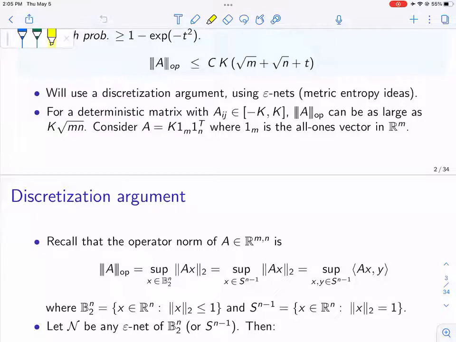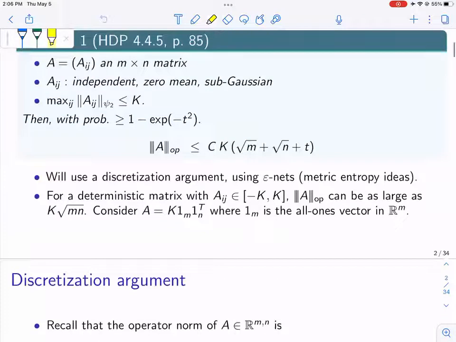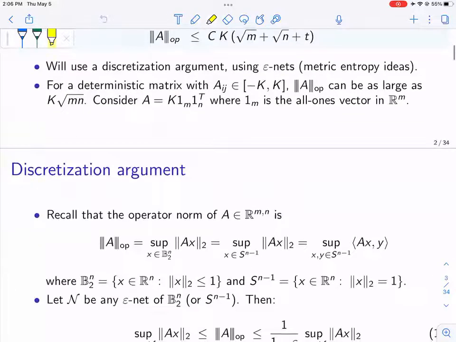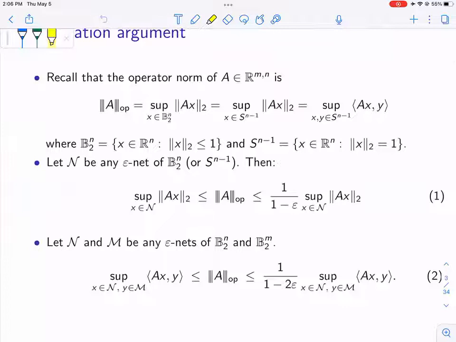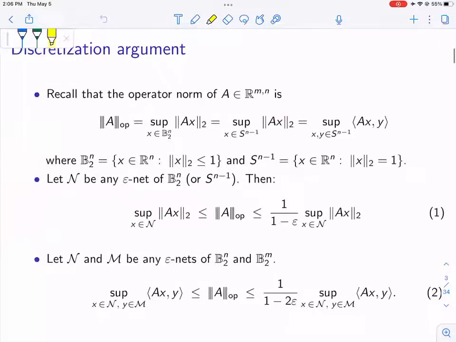The idea of the proof of this, at least the proof that we're going to work through, is to use the discretization argument, the metric entropy ideas. Okay, so let's start with this. Recall that the operator norm of the matrix A is defined as this quantity: the maximum over the unit ball in R^n of the L2 norm of Ax.